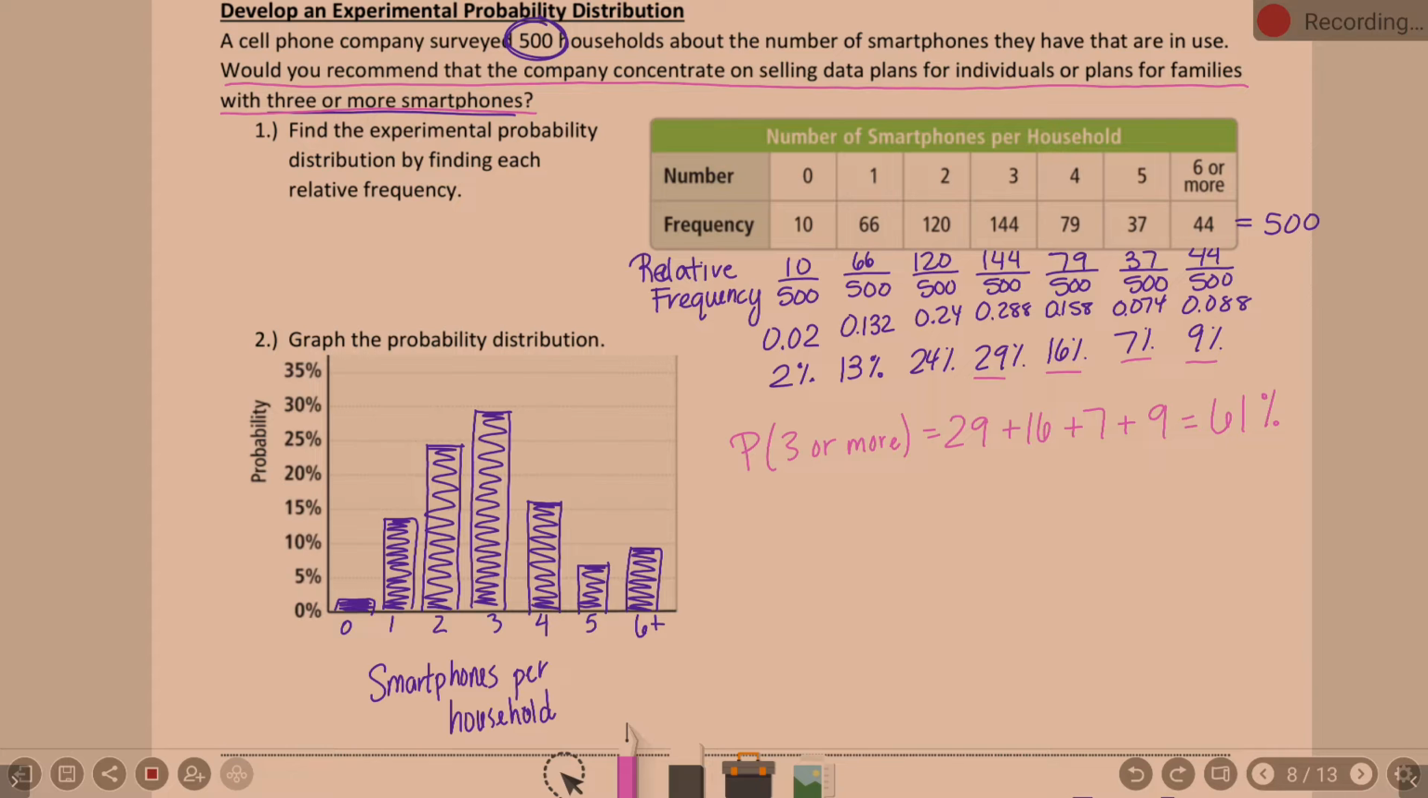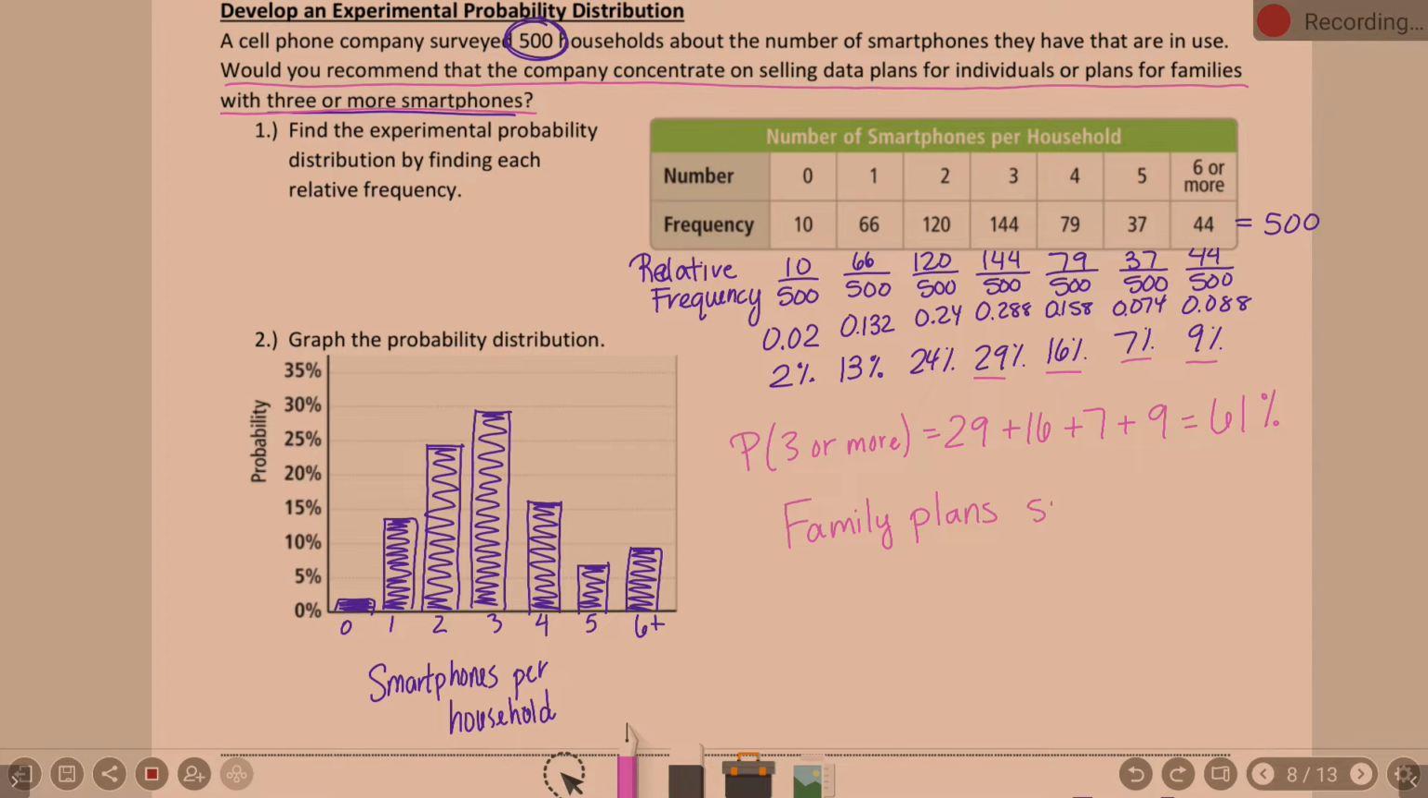What do you think? Should this company concentrate on data plans for individuals or data plans for families? Families. Families, yes? Yeah. Because 61% of the population has 3 or more smartphones in their household. So that's supporting the data plans for families, okay? That would also mean if we add up the 2, 13, and 24, we should be at 39%. Okay, so that has a lesser percentage there. So, answer is family plans.